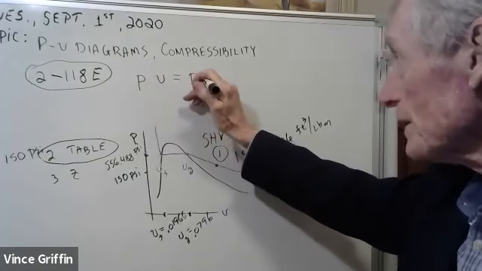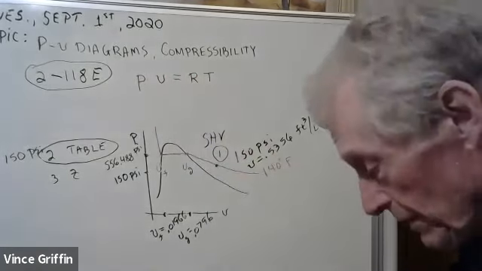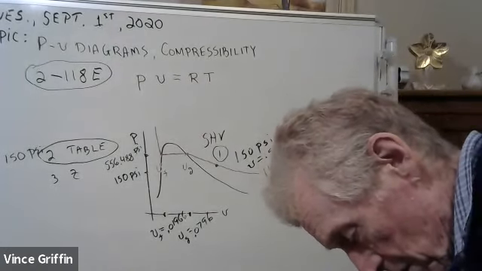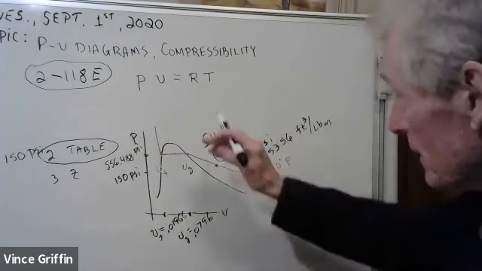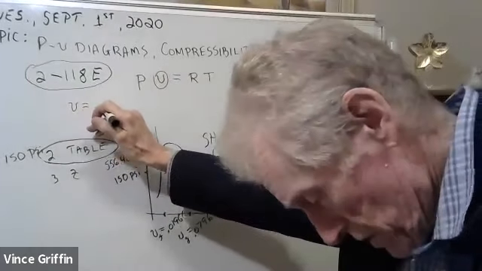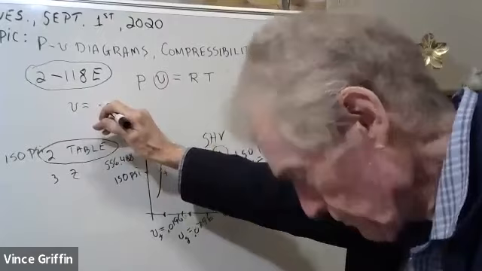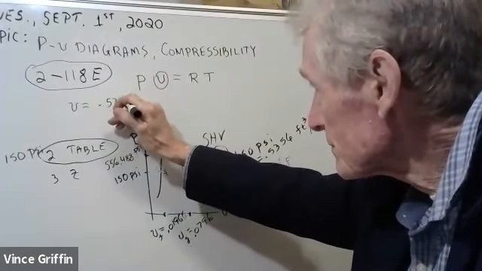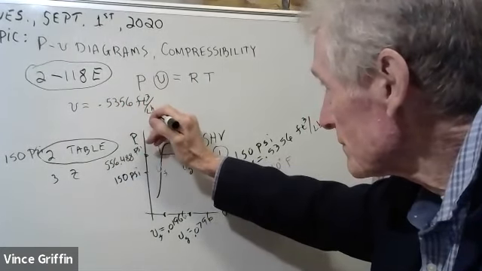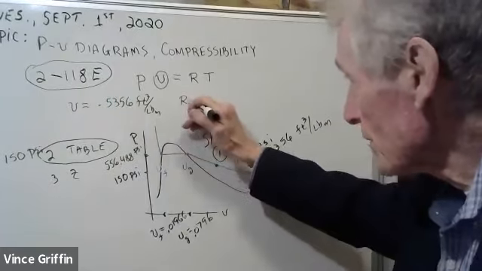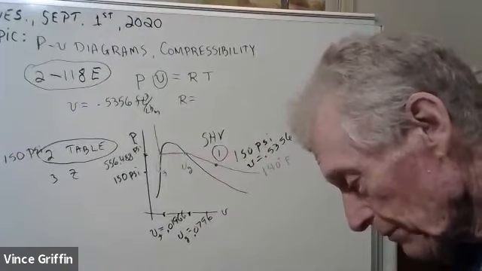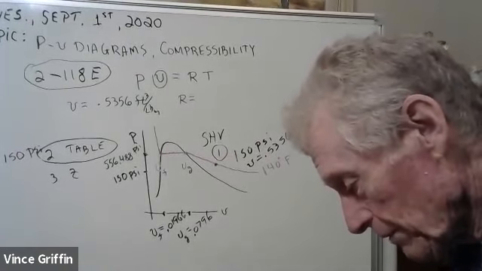But now what we're going to do is go PV equals RT. Now we know the V. It's given. Here, let me write it. The V is given. It's 0.5356. It's in the problem. So we got that. But now we don't have R yet. We're going to have to look up R. Go to the back and help me shop around and find this value of R here.